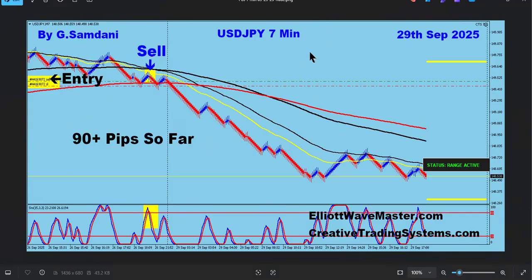So the same entry, same chart, right? USD/JPY, and you can see the 7-minute chart on the 29th. That was the 28th, right? Sunday. So this was just recorded a little while ago. I didn't close here. It was 55 pips here, right?